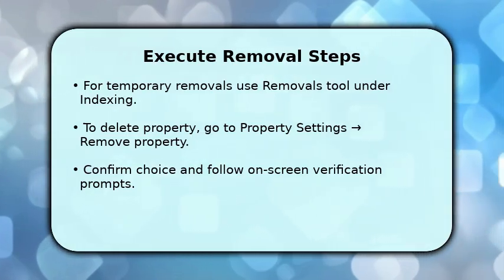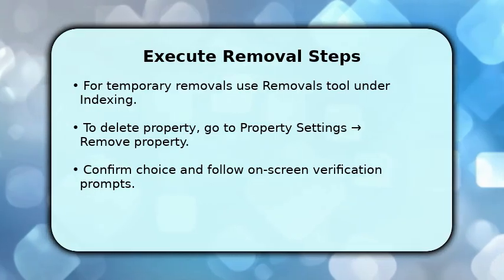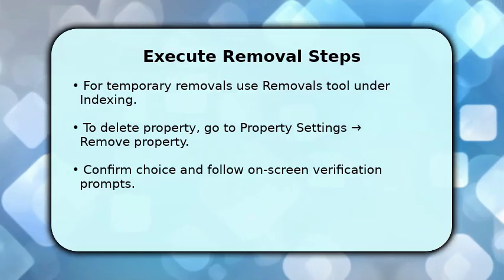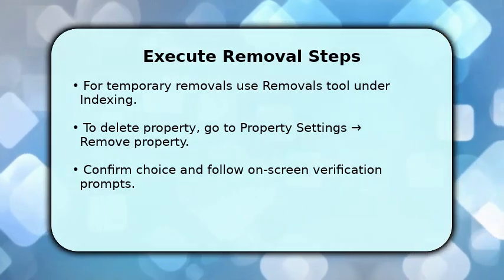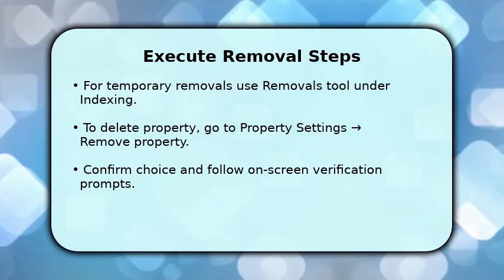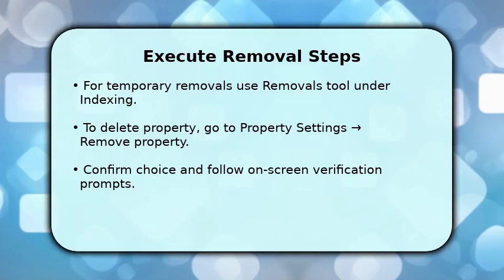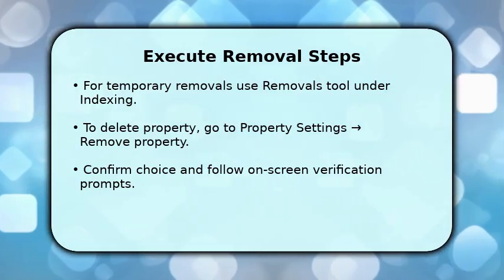If you intend to delete the property record, open Property Settings, click Remove Property, and confirm. This removes the property from your account, but not the site from Google Index. Make sure to follow any verification prompts. The console will show progress and reasons if an action fails, so read those messages carefully.